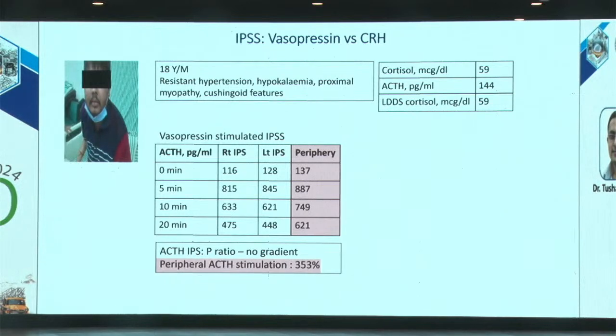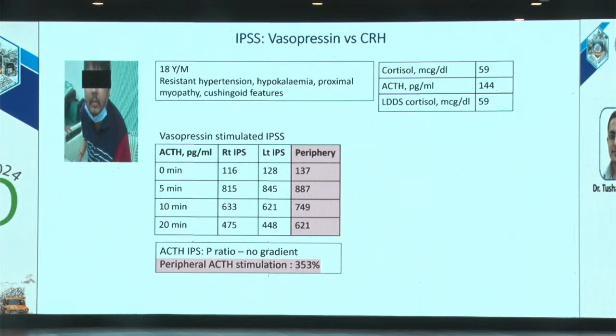Like this patient who came at 18 years of age with resistant hypertension, hypokalemia, biochemically proven to be hypercortisolemic, ACTH is high, LDDS was unsuppressed. If you look at the vasopressin stimulated IPSS, at 0 minute, 5 minute, 10 minute and 20 minutes, petrosal sinus and peripheral, there is no gradient at all, suggesting that this is an ectopic case. But if you look at the pink column, you can see that the peripheral ACTH is stimulated by more than 353%, which is like stimulating a Cushing's disease.